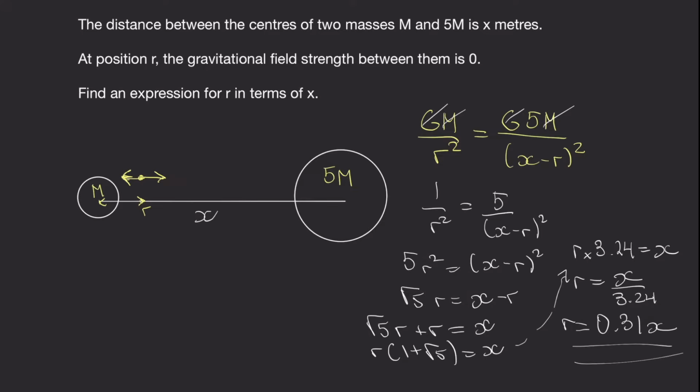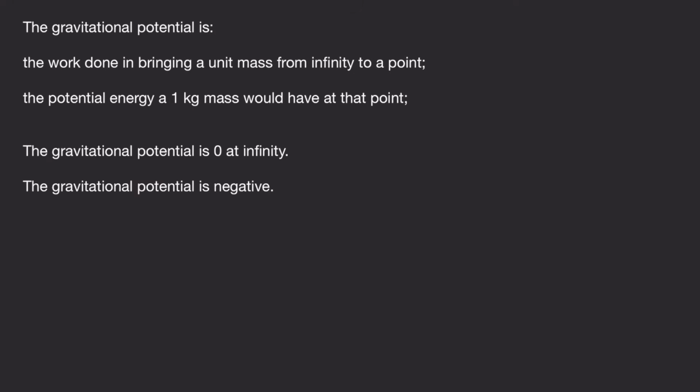r is going to be equal to 0.31x. The gravitational potential has a very important definition. It is defined as the work done in bringing a unit mass from infinity to a point. The formula for the gravitational potential is given in our formula booklet, and this is just minus GM over r. It can also be defined in terms of potential energy.